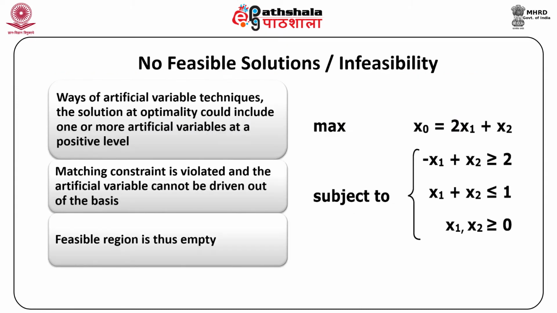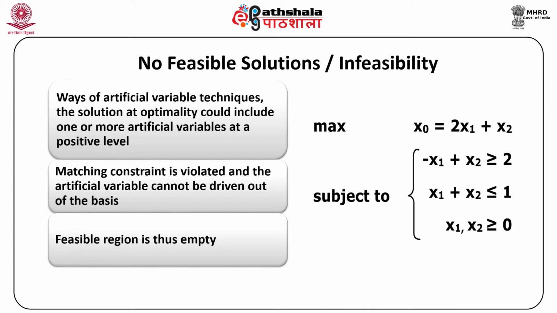In terms of the artificial variable technique, the optimal solution could include one or more artificial variables at a positive level, that is, as non-zero basic variables. In such a case, the matching constraint is violated and the artificial variable cannot be driven out of the basis. The feasible region is thus empty.